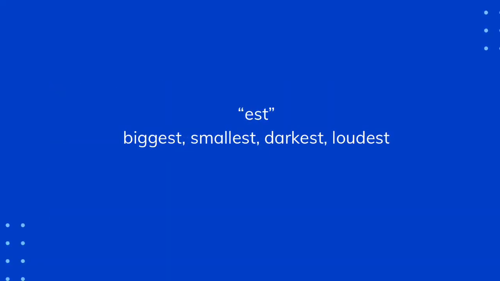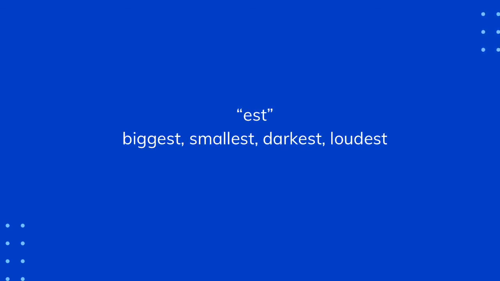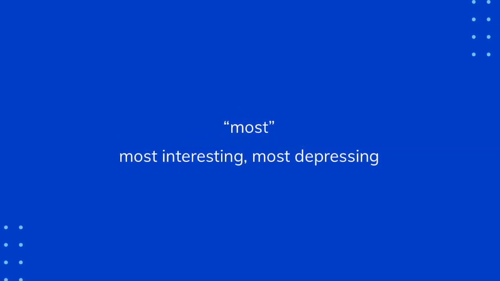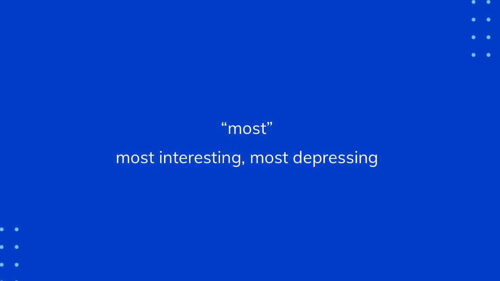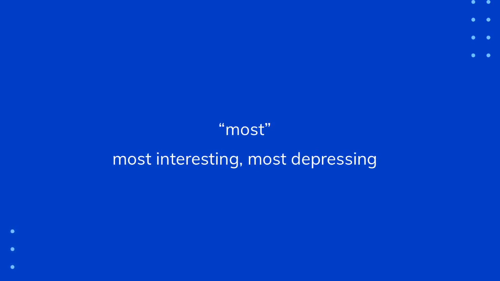Superlatives are the highest degree of an adjective. For example, biggest, smallest, darkest, loudest. When the adjective is one syllable in length, we usually add the est suffix to the end to make it a superlative. As with comparatives, when the adjective is more than one syllable in length, we don't add the suffix to the end, and instead put the word most before the adjective. For example, most interesting, most depressing.